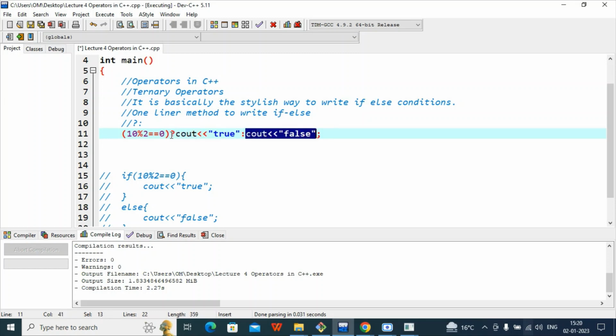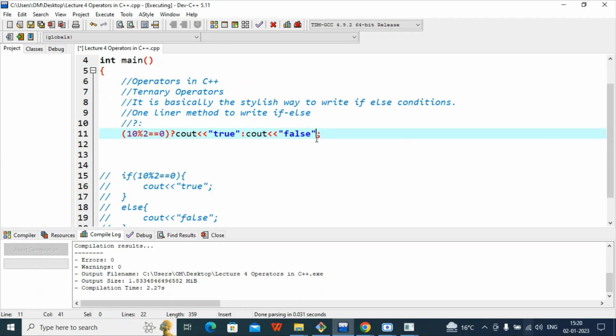It has three parts. The first two parts are separated by this question mark, and the other part is separated by a colon. You can see the three parts it has: first this, second this, and third this. That's why it is ternary. It means something related to three, like a triangle is made up of three sides.